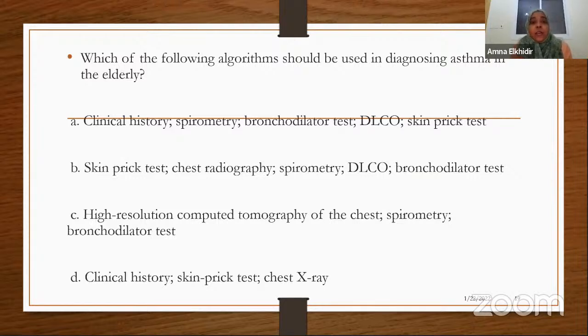Okay. Which of the following algorithms should be used in diagnosing asthma in the elderly? Clinical history, spirometry, bronchodilator test, diffusion of carbon monoxide, skin prick test; or chest radiography, spirometry, diffusion of carbon monoxide, bronchodilator test; or high resolution CT of the chest, spirometry, bronchodilator test; and the last option is clinical history, skin prick test, and chest X-ray.